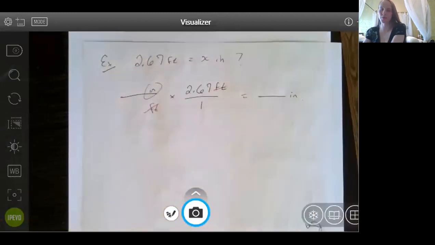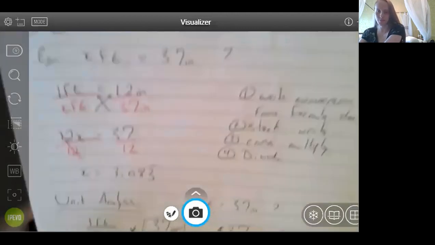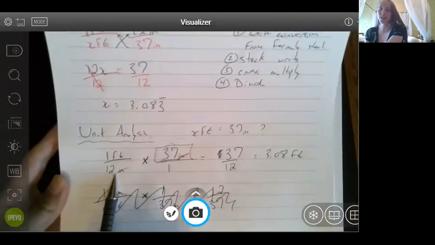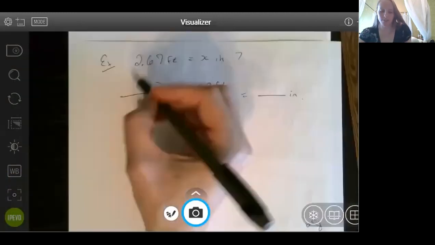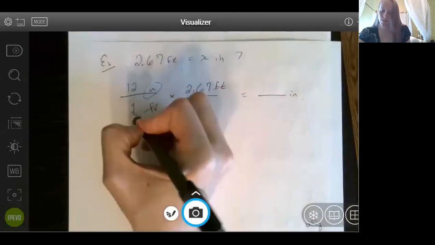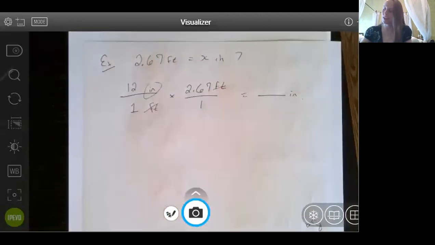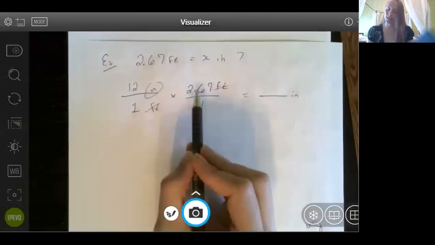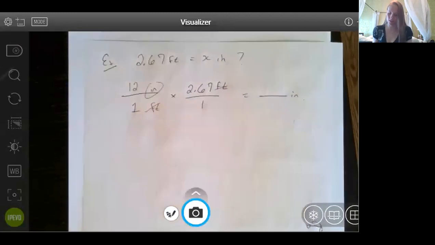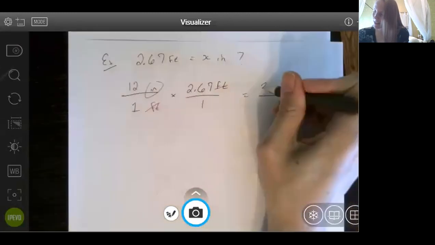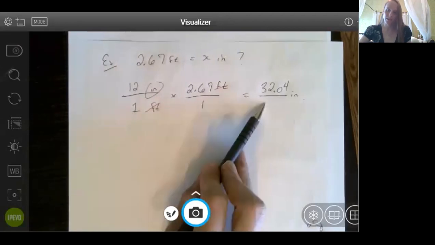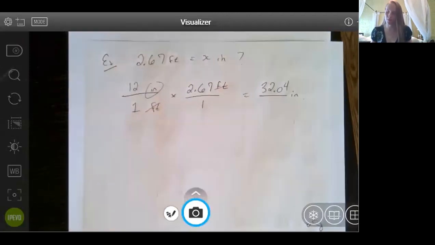So unlike in the previous example, where we had feet over inches, this time I'm going to have inches over feet. Then when I multiply straight across, I do 12 times 2.67, which is 32.04, divided by 1 times 1, which is just 1, and then 32.04 divided by 1 is just 32.04.